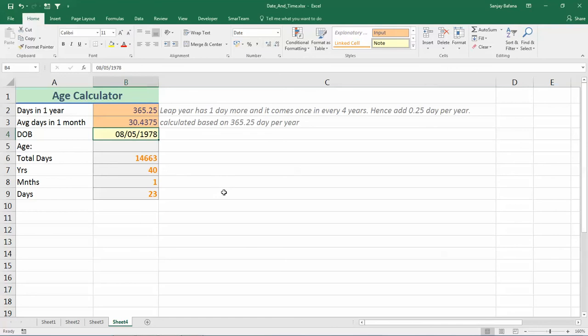If I enter the date as 30th January 1982, then the age would be 13,300 days, 36 years, 4 months and 29 days.